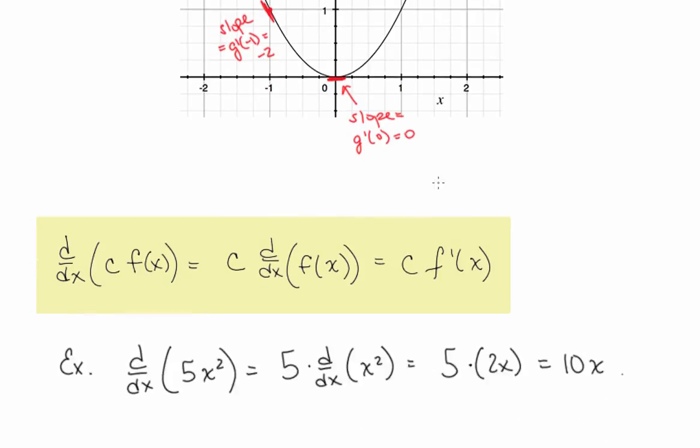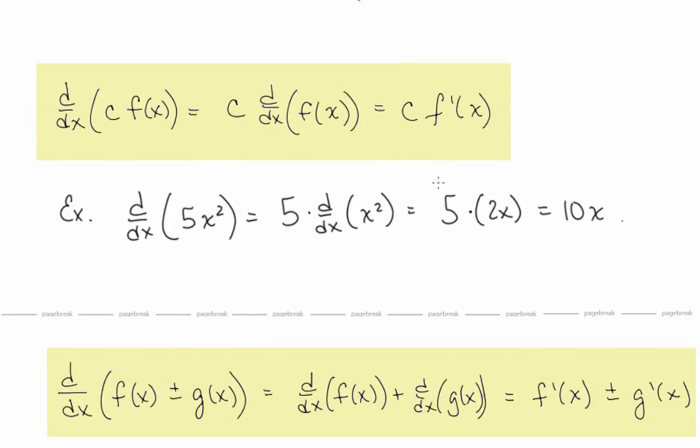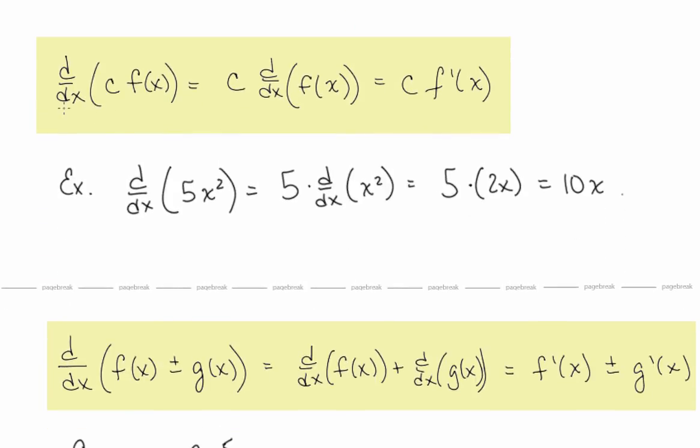Okay, let's take a look at another derivative rule. This says the derivative of a constant times a function is the same as the constant times the derivative of the function. So if we want to take the derivative of 5x squared, we could pull the 5 outside and take the derivative of x squared, which we know is 2x. So this is going to be 5 times 2x, or 10x.